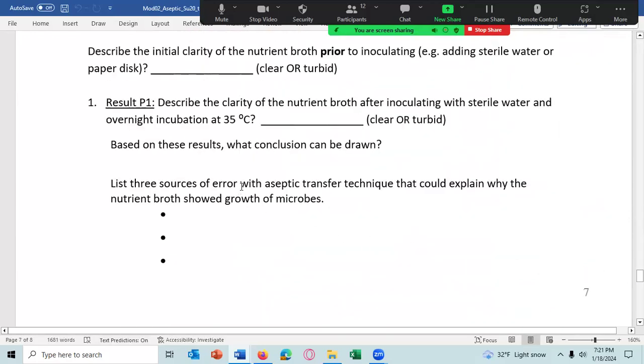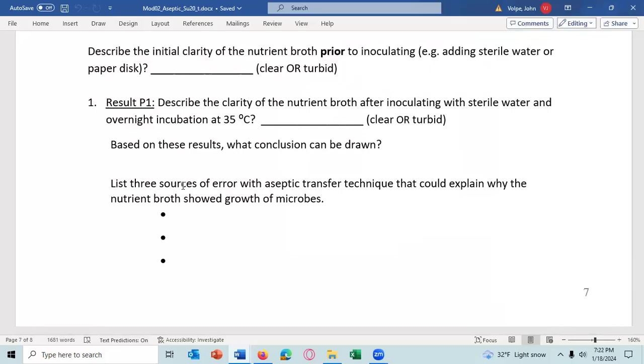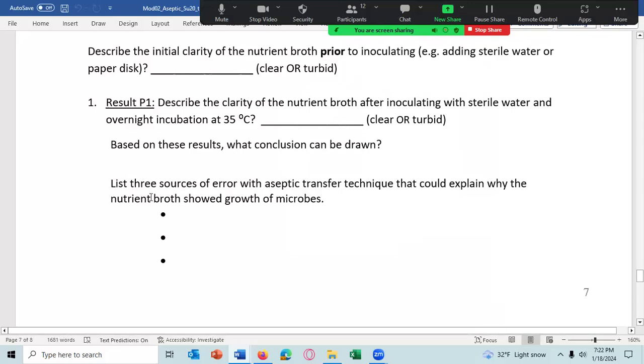Based on these results, what conclusion can be drawn? And you must use wording similar to the table. If you don't use wording similar to the table, I will mark it wrong. It doesn't have to be the exact wording. It just has to be similar. Then you must talk about whether there's growth in the tube or not, and if the aseptic transfer was successful or not. And then 1C lists 3 sources of error with aseptic transfer technique that could explain why the nutrient broth showed growth of microbes. 1, 2, 3. Any question about that?